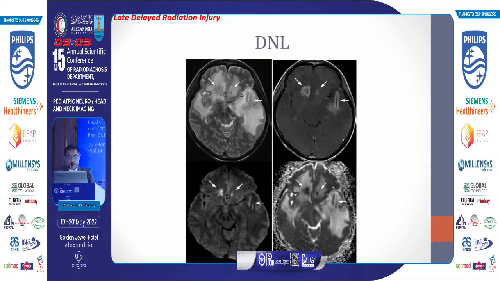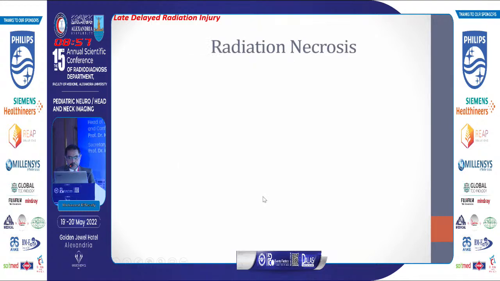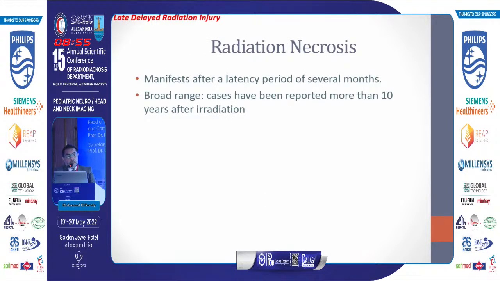Another case of DNL showed areas of restricted diffusion as well. Radiation necrosis is much less likely to occur in children compared to others, but it usually occurs after a latency period of several months up to 1 year, and it can occur up to more than 10 years after irradiation.